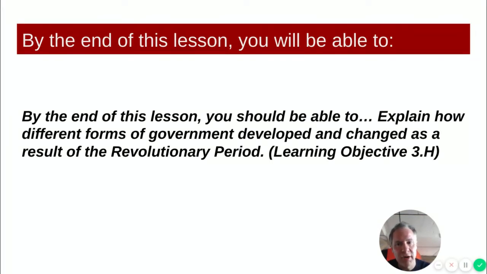Okay, with that said, we're going to talk again about how these different forms of government, state and national, developed, why they developed the way they did, and how they changed as a result of the Revolutionary period.